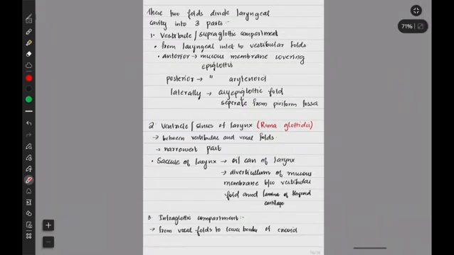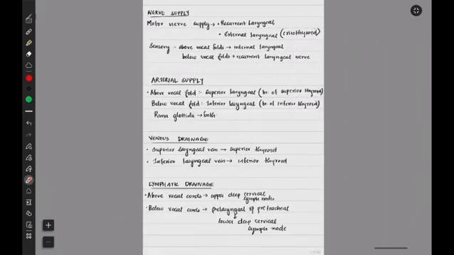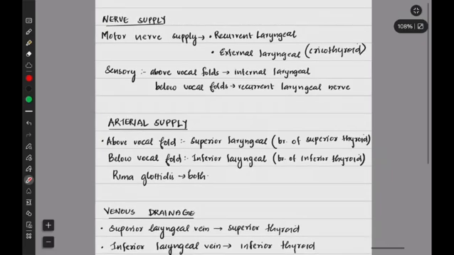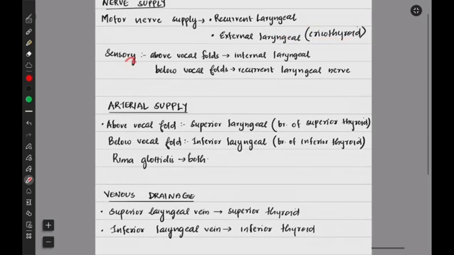Okay, so these are the 3 compartments. So that is about the cavity of larynx. Then next is the nerve supply. Motor nerve supply is mainly by the recurrent laryngeal and external laryngeal nerve. Recurrent laryngeal supplies all intrinsic muscles except cricothyroid, which is supplied by the external laryngeal nerve. Then sensory nerve supply. Above the vocal cords we have the internal laryngeal nerve, and below the vocal cords we have the recurrent laryngeal nerve.